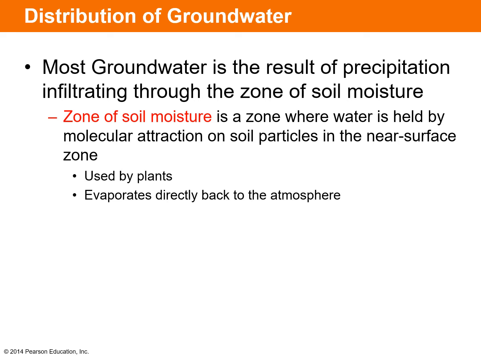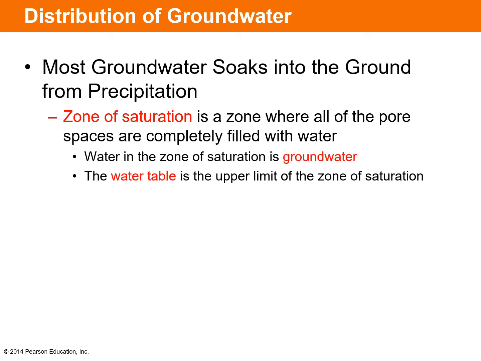So the zone of soil moisture is what's used by plants. Plants root into the zone of soil moisture, and then they take up that soil water and transpire it as part of the process of photosynthesis. And then through transpiration, that water evaporates from the stomata, or pores or openings within the leaves of the plant, and it evaporates directly back to the atmosphere as part of the water cycle.